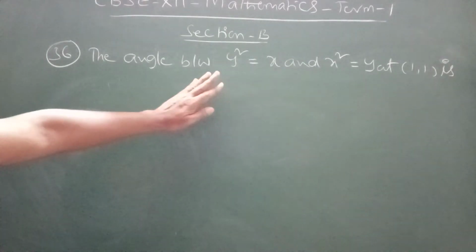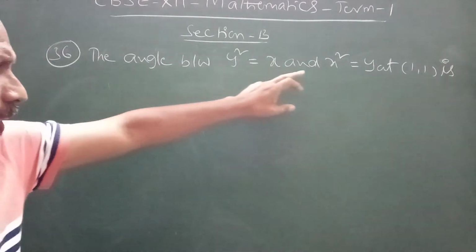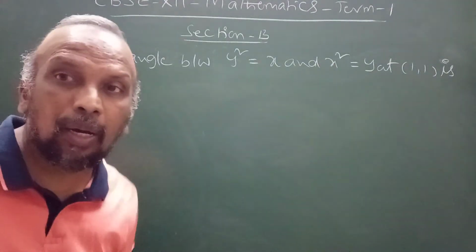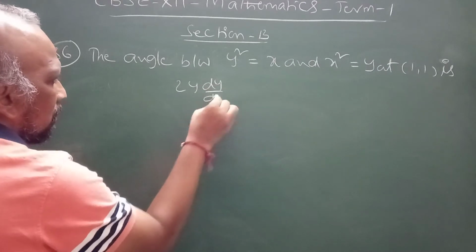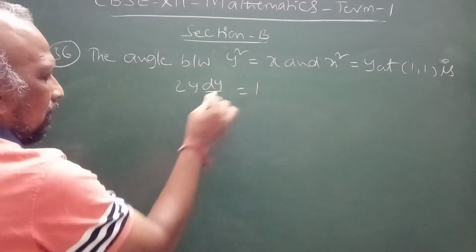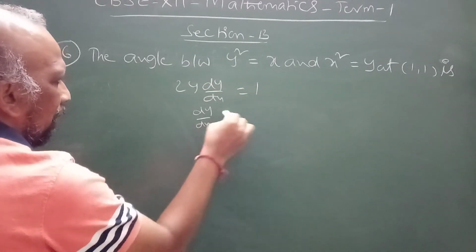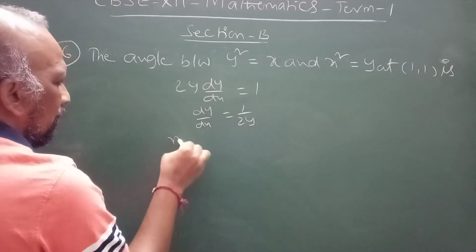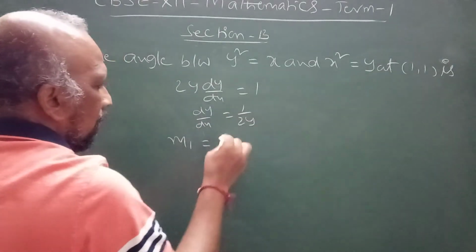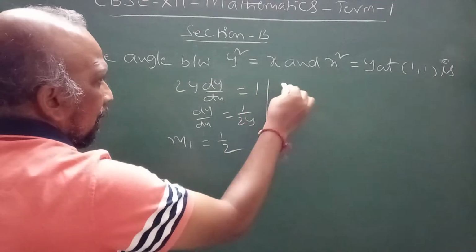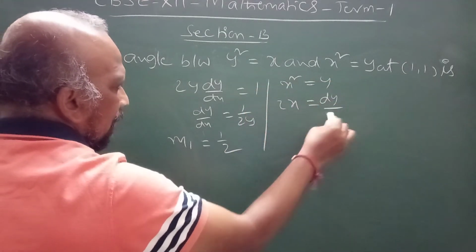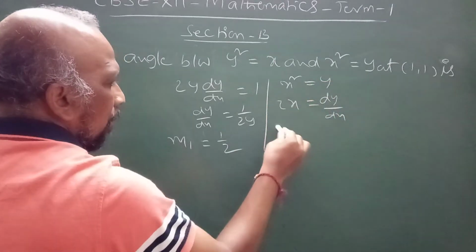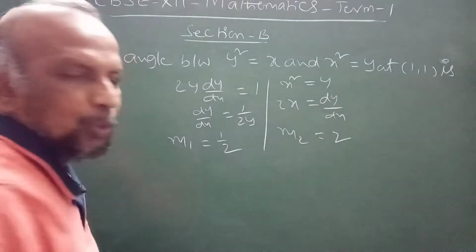They are asking the angle between these two curves, y square equal to x and x square equal to y, at 1 comma 1. You find the derivative of this: 2y into dy by dx equal to 1. Then dy by dx equal to 1 by 2y. Let m1 at 1 comma 1 be 1 by 2. Take x square is equal to y, 2x equal to dy by dx. So at 1 comma 1, m2 is equal to 2.